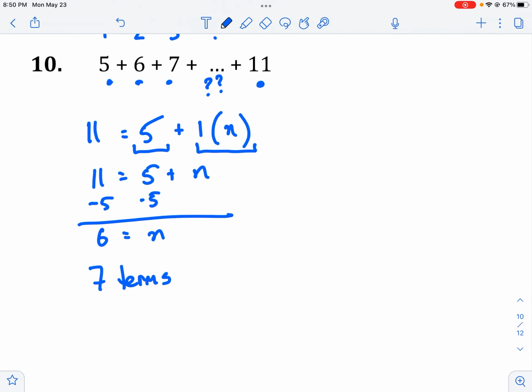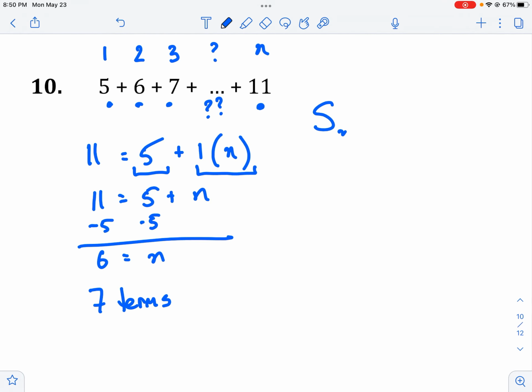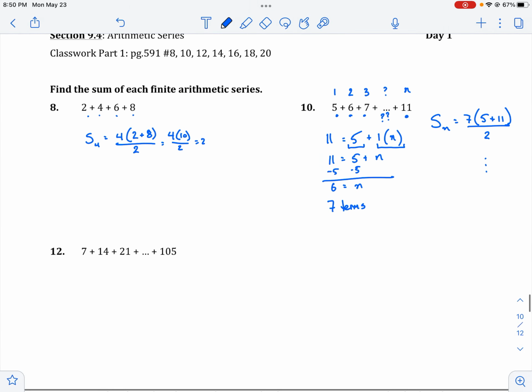All right, you follow me? So if you do, we can now use that summation formula where we say the number of terms, the first term, and the last term divided by 2. And I'm not going to finish this one out, but you could do that, and that would give you the sum of 5 plus 6 plus 7 plus 8 plus 9 plus 10 plus 11, those first 7 terms. Okay, so that's all fine.